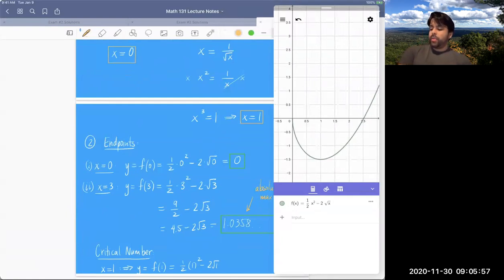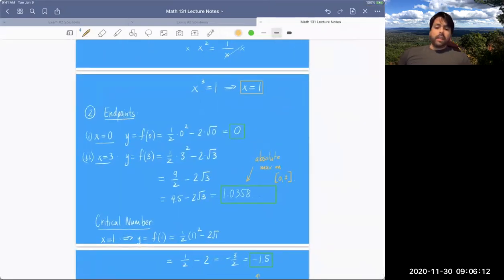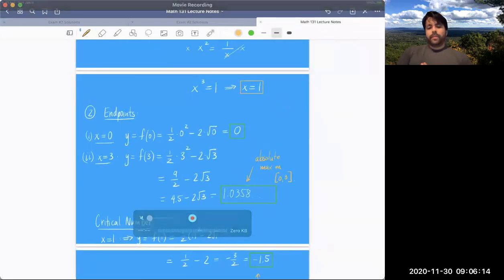The smallest value is negative 1.5. And again, we're talking about the y values. The smallest y value is negative 1.5. And the highest y value on this interval is 1.0358, which is an irrational number. Okay, so do we get the idea, guys? Absolute min, absolute max.